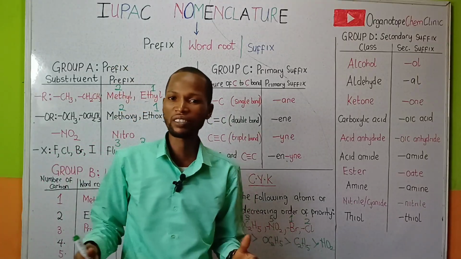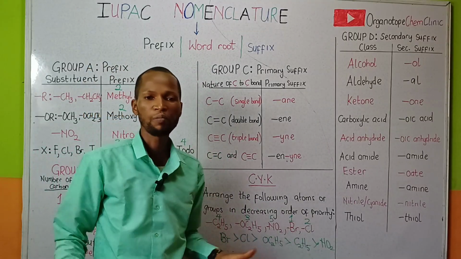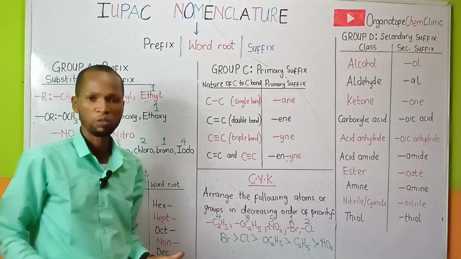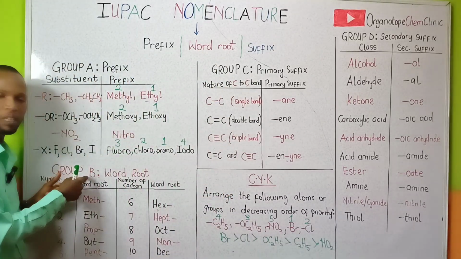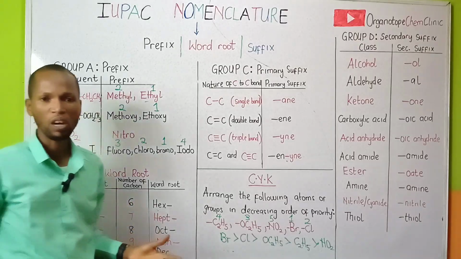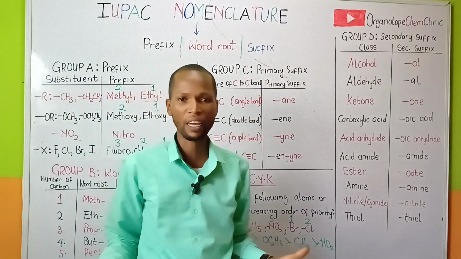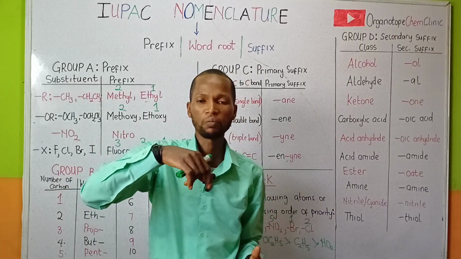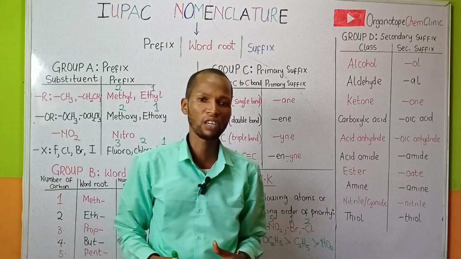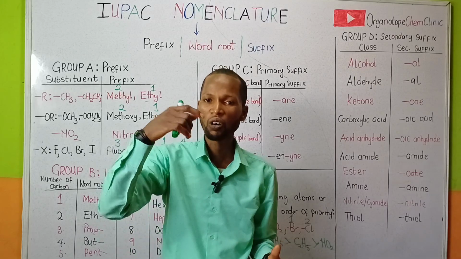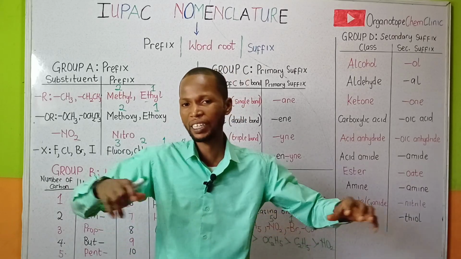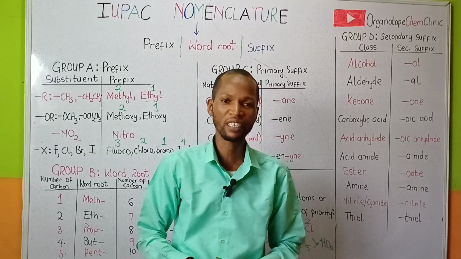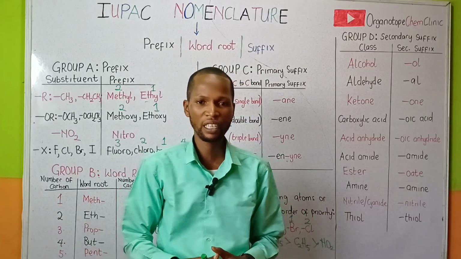Moving on, we are still considering the order of naming of organic compounds. So the next phase is the word root, which is our group B right here. Now, what does word root imply? The word root indicates the carbon atoms present in the longest continuous chain. So we need to check how many carbons are there in the longest continuous carbon chain, which is also known as the carbon skeleton in an organic compound.